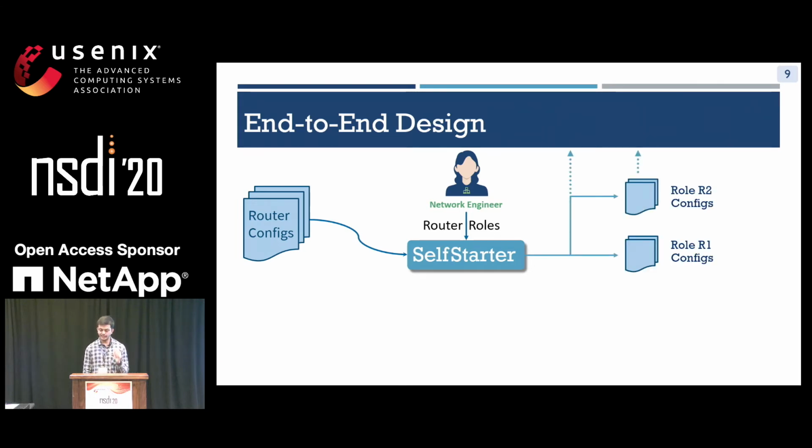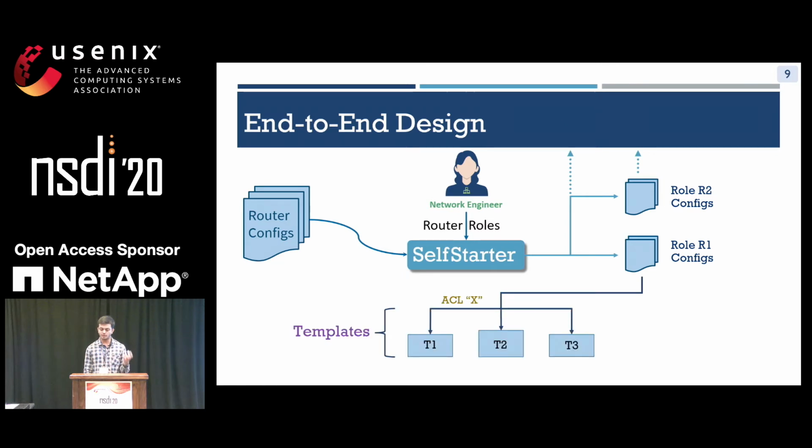Then, for each role, for each commonly found segment, SelfStarter combines them to generate the templates. For example, if the routers in R1 define an ACL X, then SelfStarter combines the definition of ACL X from all the R1 routers and say has produced 3 templates, T1, T2, and T3. Similarly, for another ACL named Y, SelfStarter might produce only 1 template, and so on and so forth for other ACLs, prefix lists, and route policies. This is so far the template inference stage.